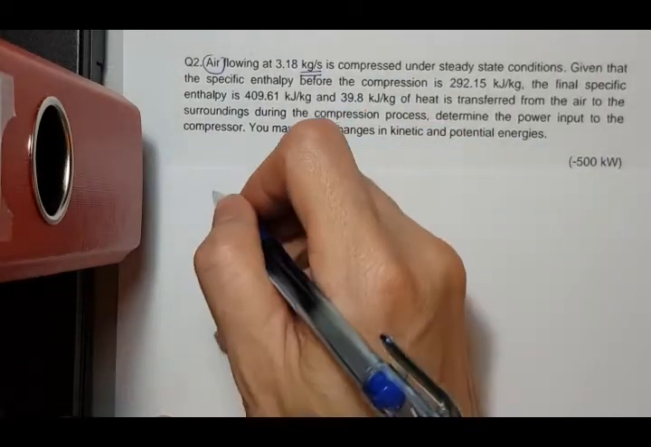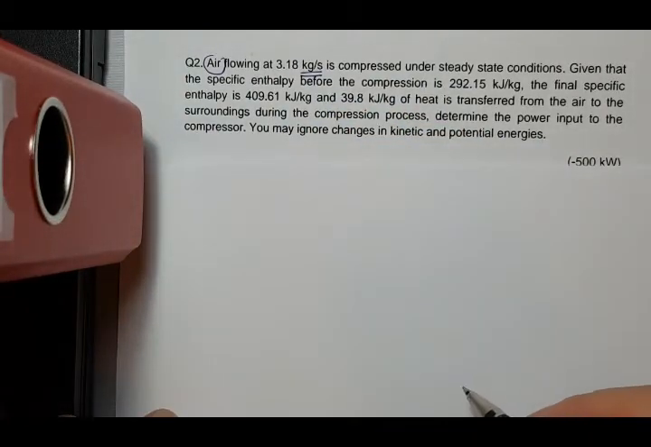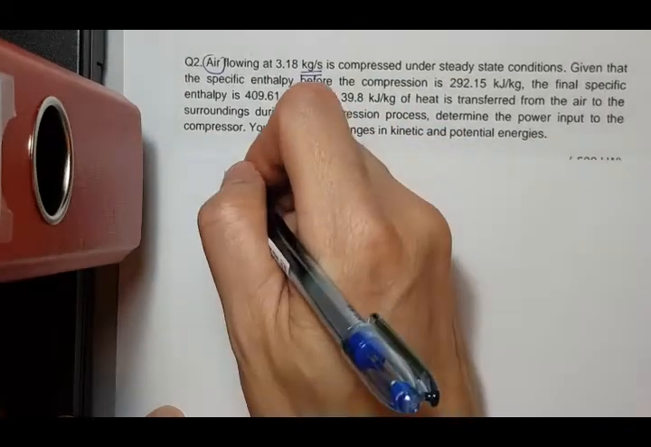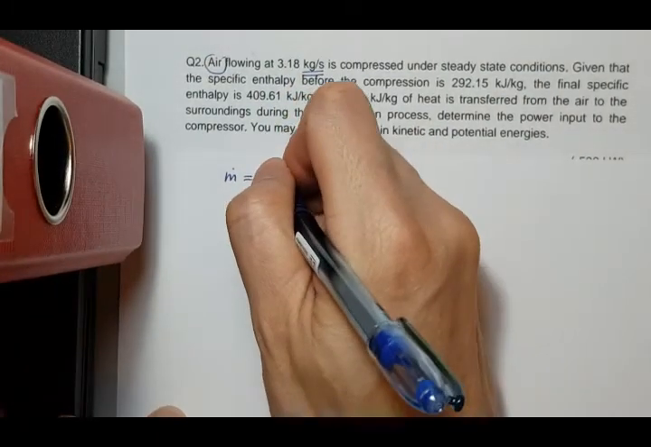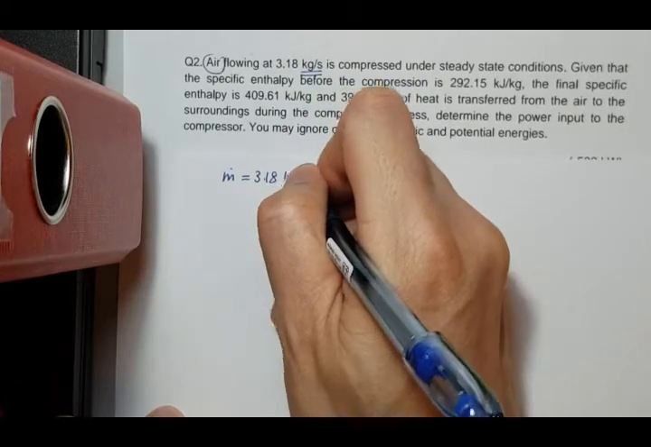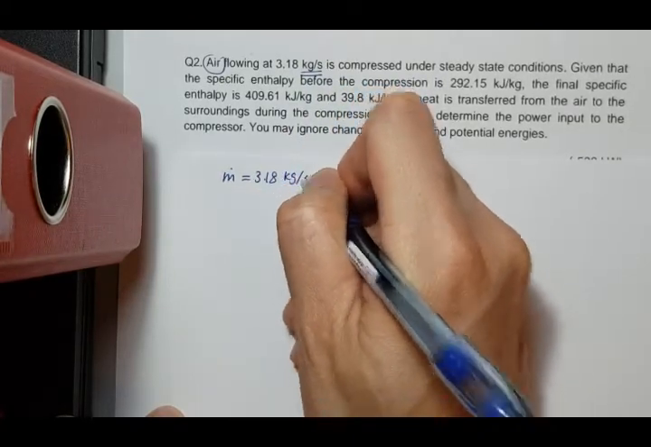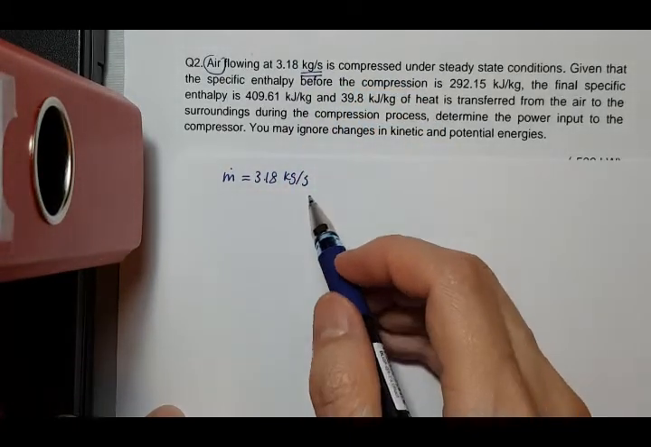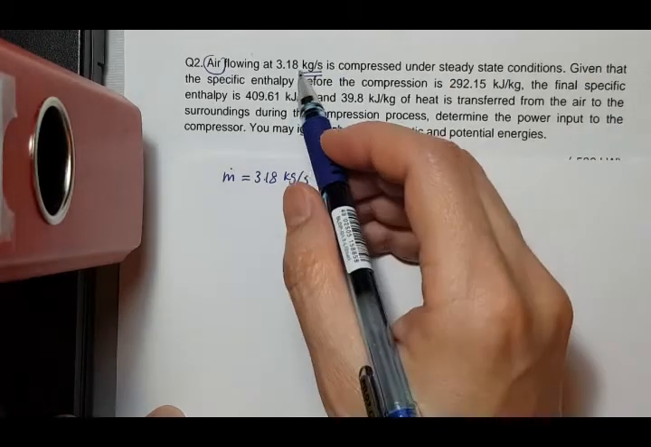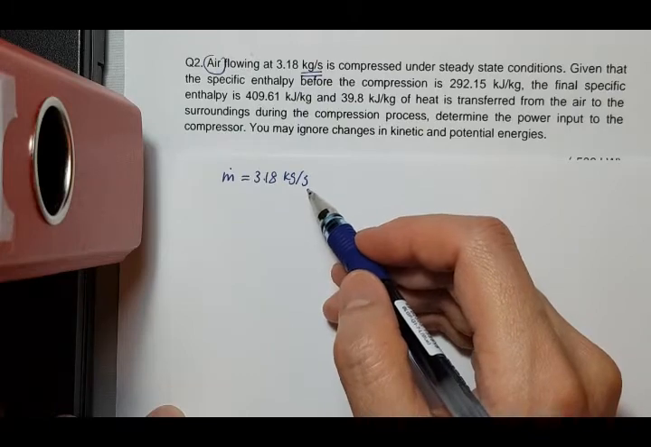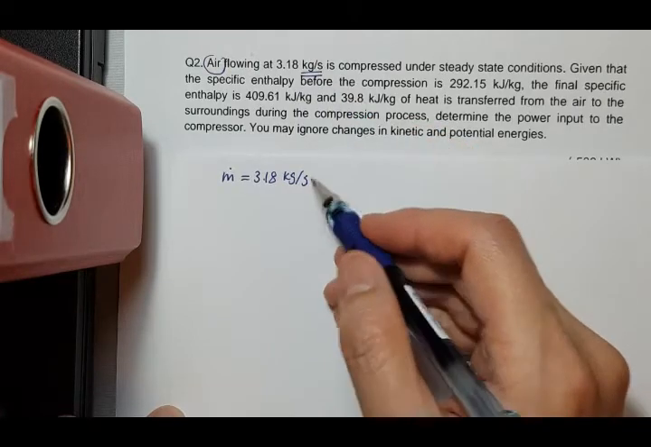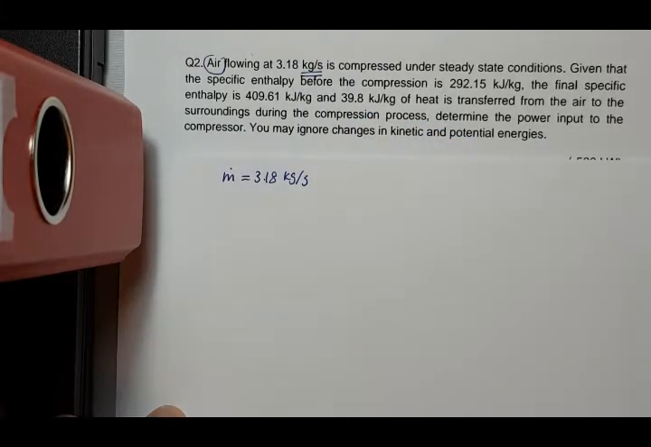So I can just make a list here: m dot is equal to 3.18 kilogram per second. It's a good habit, when you write down the figure, to write down the unit at the same time. This will make you aware whether you are writing an SI-based unit or not.